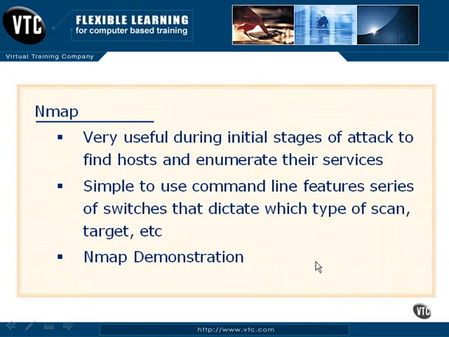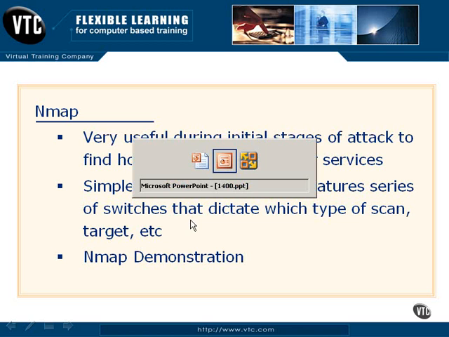It's extremely useful throughout the process, but it really shines during the early stages of the attack. We're going to scan the network, find the systems that are on the network, and then use it to enumerate host information and services and fingerprint those operating systems and applications. The command line features a series of switches that indicate what you want to do and what you want to do it against. So it's really easy to use, and even if you don't like using the command line, there are Nmap graphical front ends available even for the Linux operating system. So let's dive right in and take a look at an Nmap demonstration.